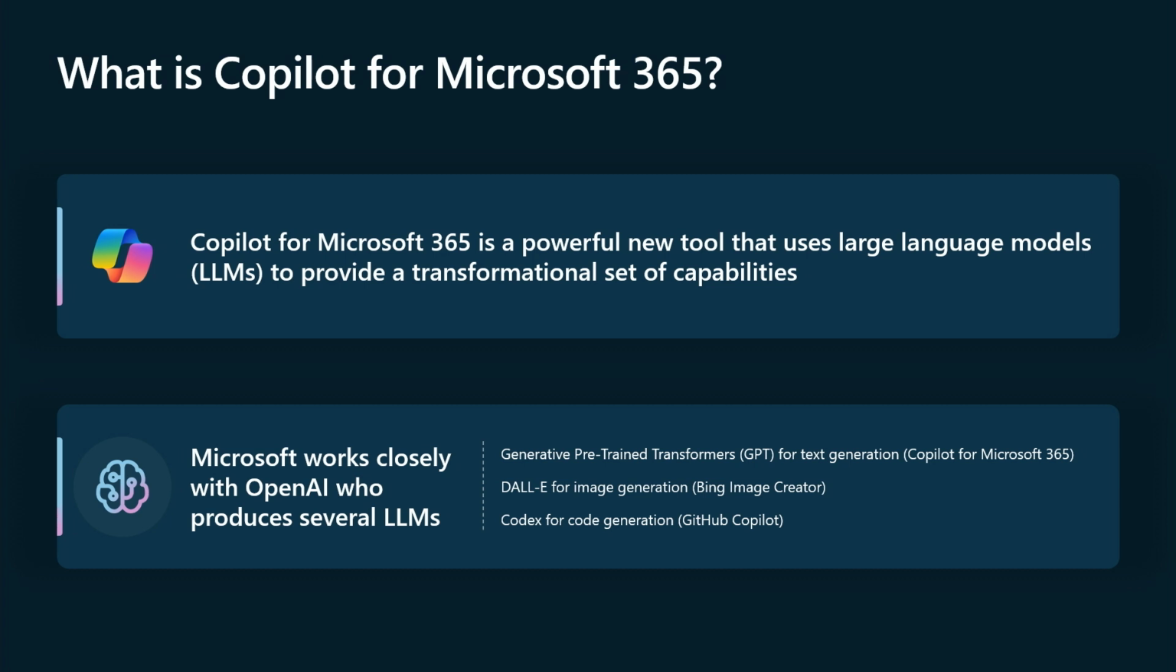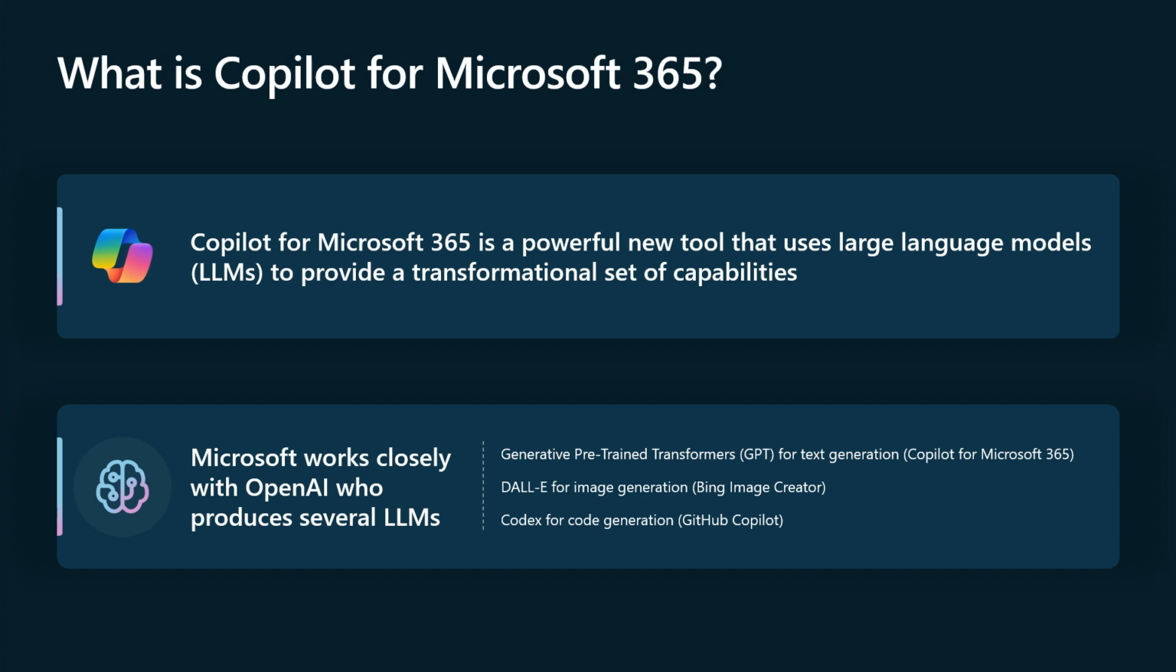Most of you may know that Copilot for Microsoft 365 is a very powerful new tool, not even a year old, that leverages the power of large language models. We partner with a company called OpenAI, and through OpenAI we have several different types of large language models that we use. We use the GPT, the generative kind that is behind Copilot for Microsoft 365, but we also use other models like DALL-E for image generation, Codex for GitHub Copilot, and so forth.